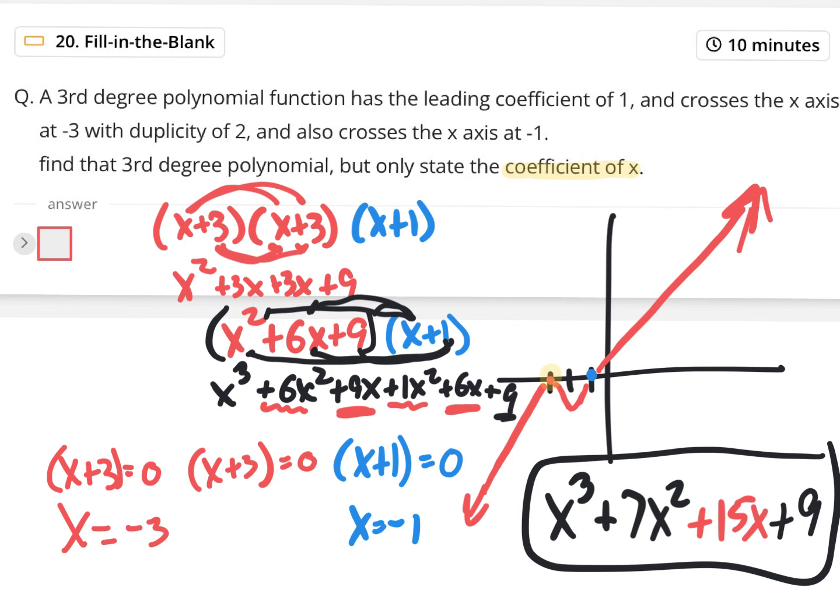Now, the instructions say only state the coefficient of x. Here's x. You're only going to write +15. So when you look at your answer, there it is. Type in +15 without the x, just the coefficient of x, the 15, hit enter. That'll be your correct answer. I know it's crazy, all this work just to hit 15 and enter, but that's what it's asking.